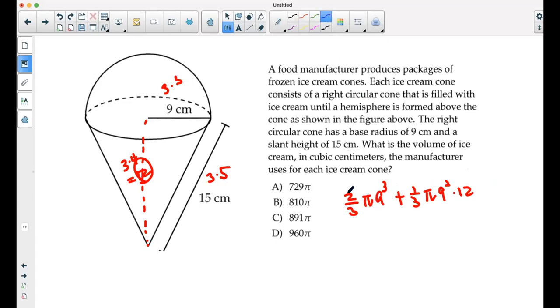So I don't really care about the pi because it seems like we are keeping the pi. I'm just going to calculate the rest of them using the calculator. Then we have 2/3 times 9 cubed plus, and then we have 81 times 4 essentially. So 810. So choice B becomes the answer, therefore.